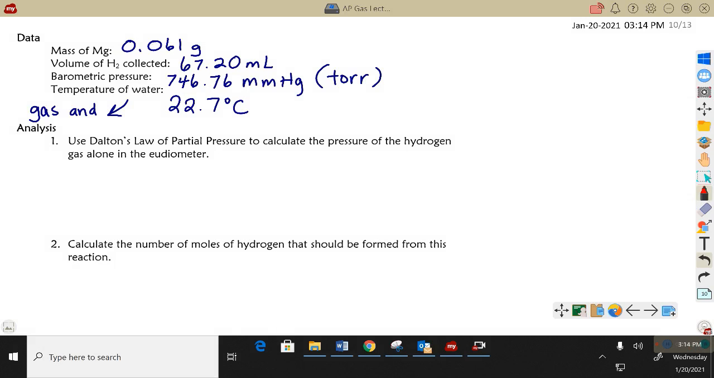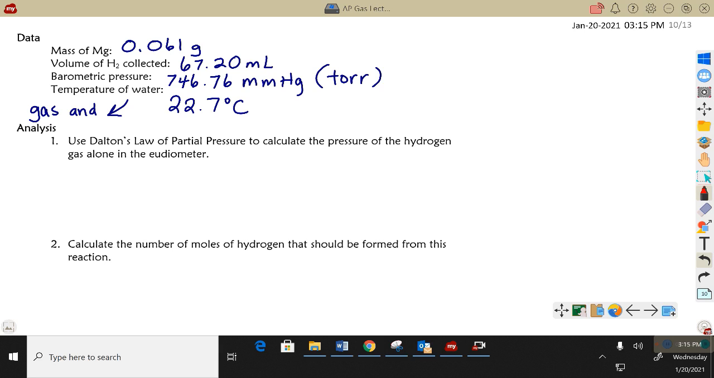Here's the analysis for the lab on determining the molar volume of a gas, hydrogen gas. So we had our data. That was all collected in the video that showed you the reaction between magnesium and hydrochloric acid to produce the bubbles of hydrogen gas that fill up the eudiometer. Maybe not all the way, but most of it was filled with gas.